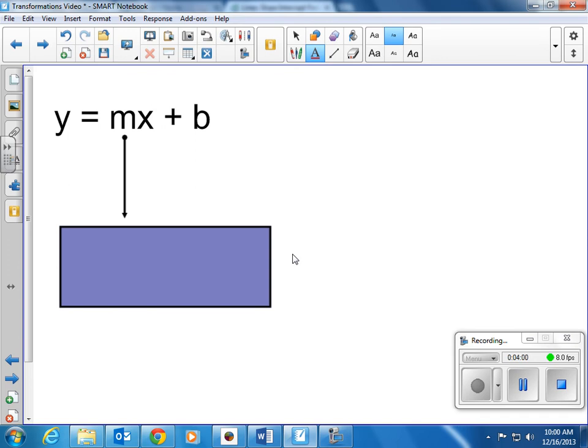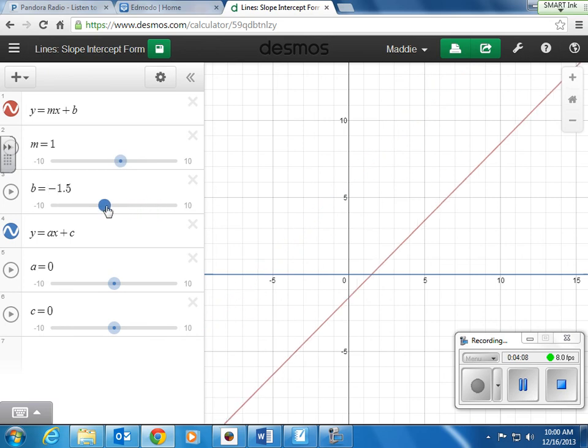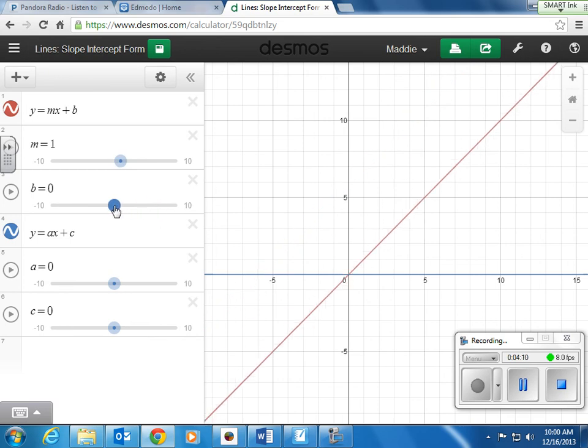The next transformation that we're going to look at is changing the slope. So let's go back to Desmos. Here my red line has a slope of 1. I'm going to move my y-intercept back to 0. And now I'm going to get this blue line into the game and I'm going to make it have a slope of 1. Notice when it has a slope of 1, I have the same equation, so they're right on top of each other.